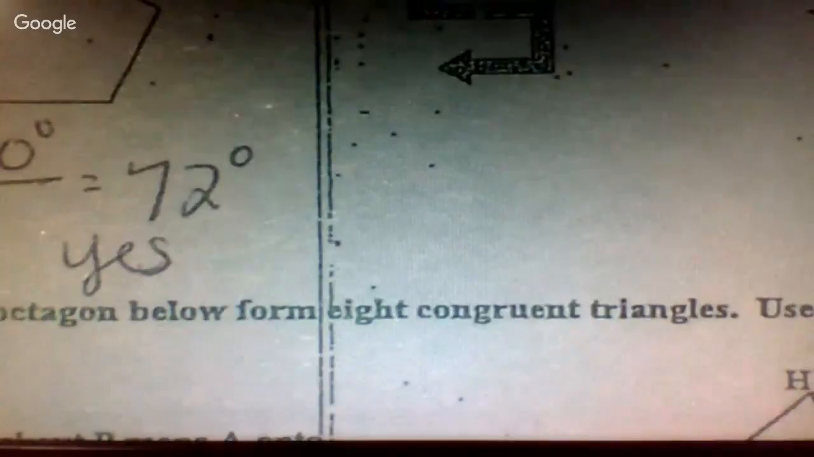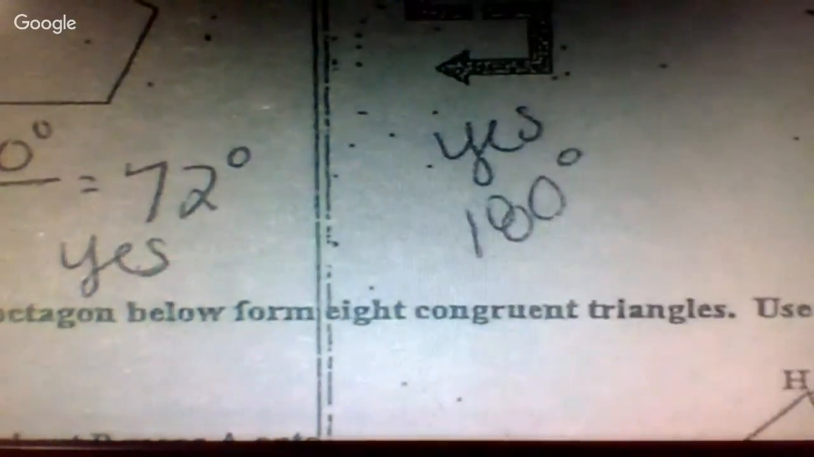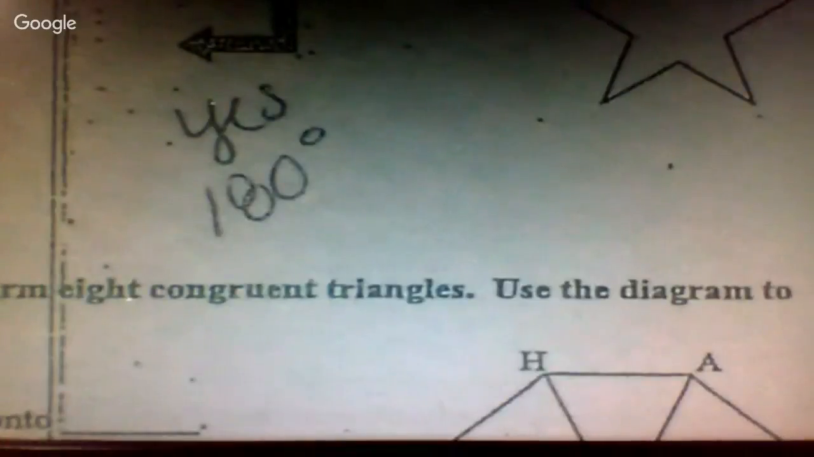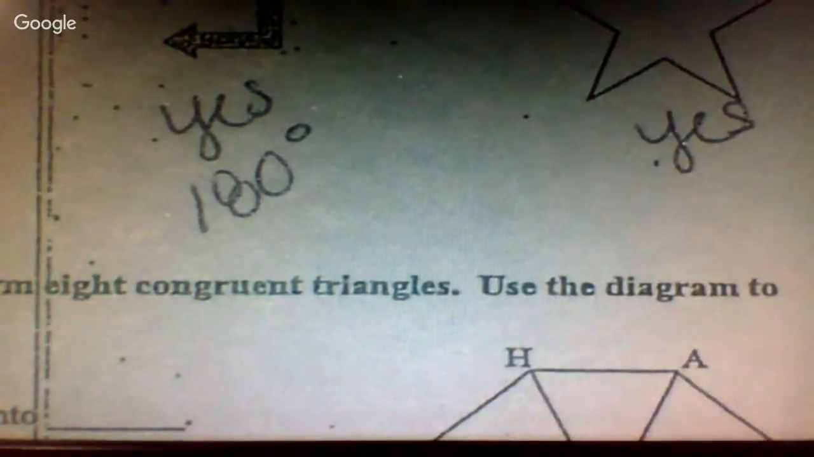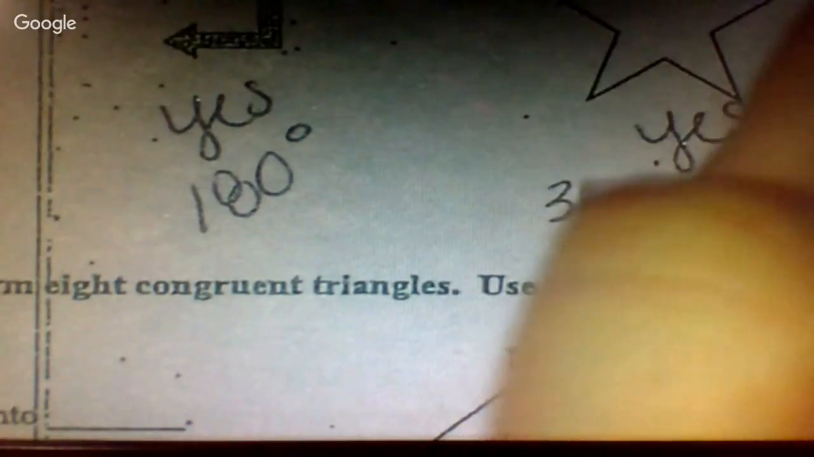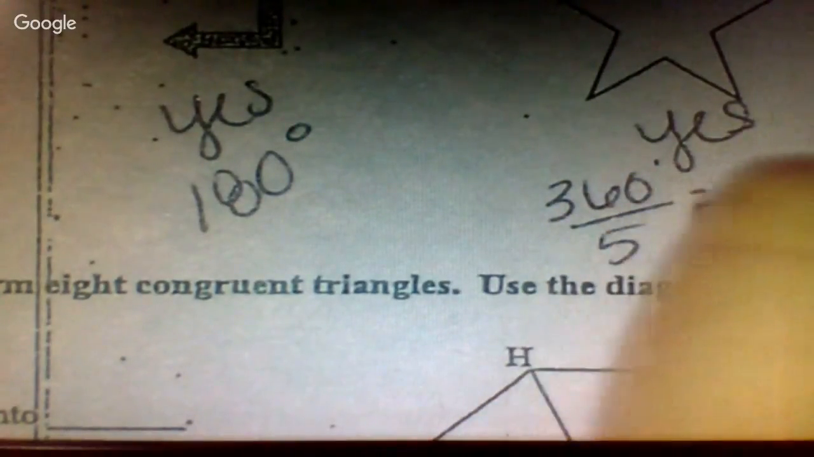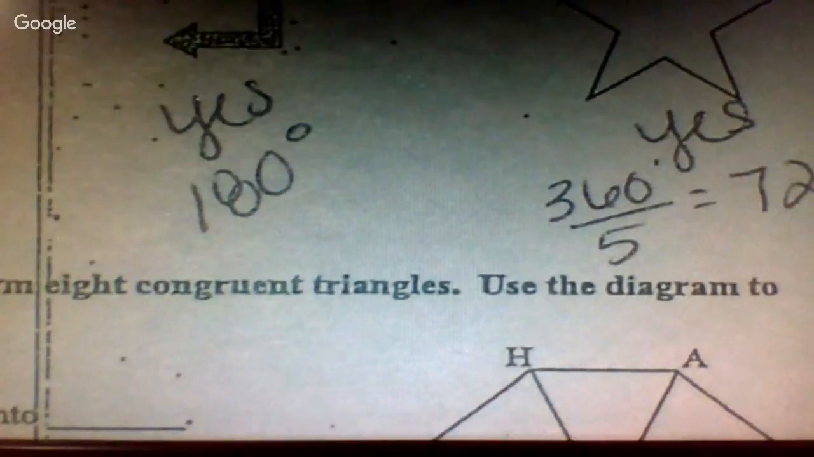Okay. Number 3, what did we say? Yes. How far do we have to go? 180. And what about number 4? Yes. What do we do? Divide it by 5. So this also has 72 degrees.